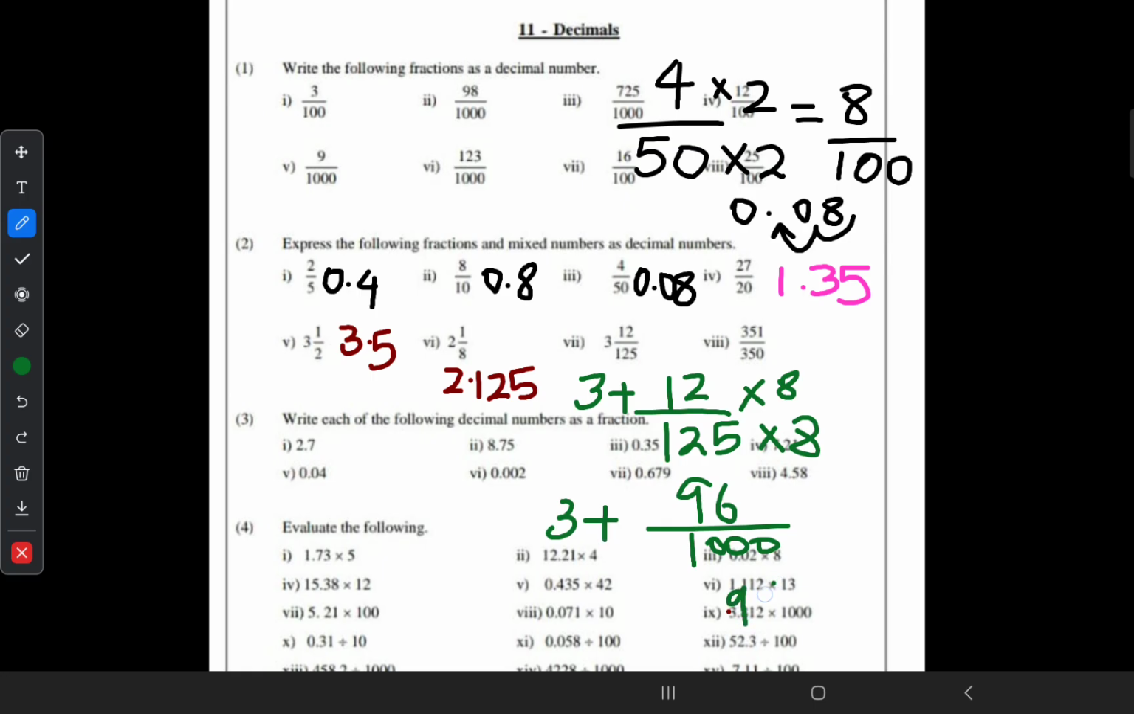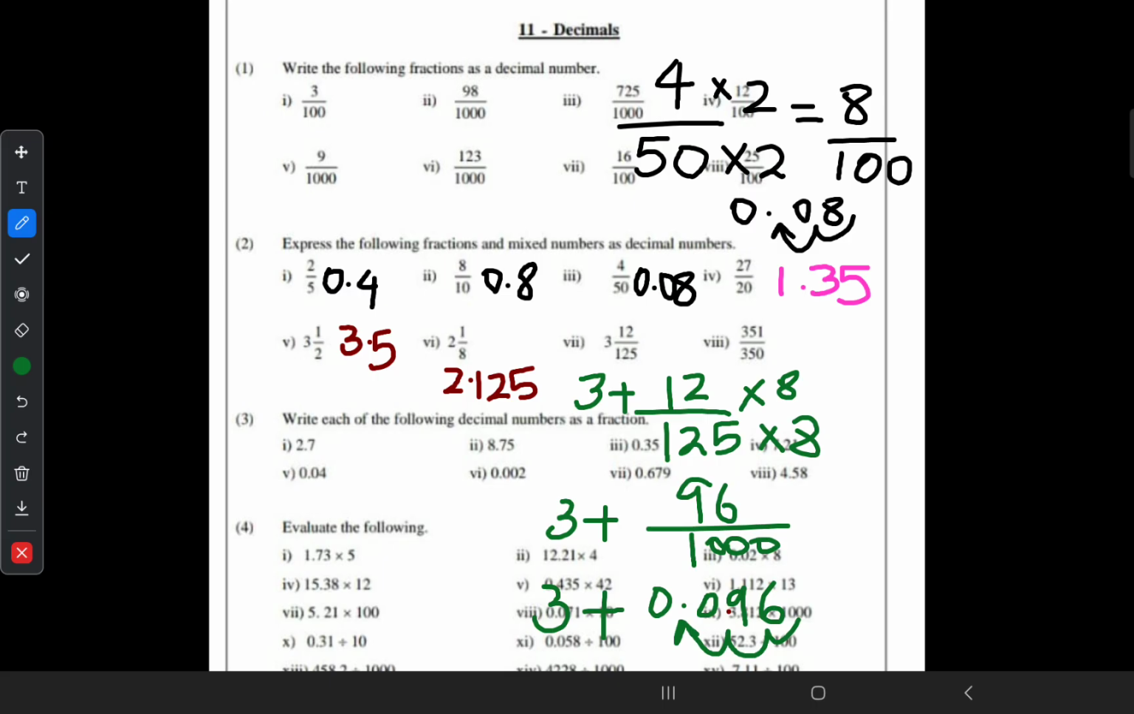So 96 divided by 10 to the power of 3. So 1, 2, 3. Location of your decimal should be here. 0.096. We just nullified all the blank spaces by using zeros. So finally that will give you 3 point.